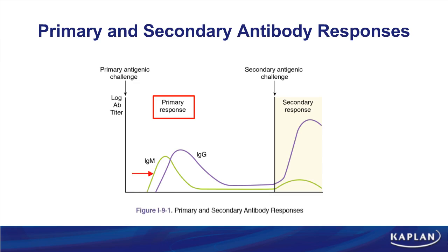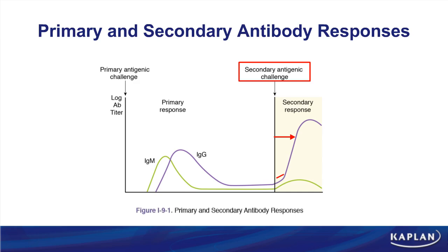Eventually, though, as you hopefully recall from previous chapters, class switching will occur, affinity maturation will occur. We will eventually make IgG that's highly specific for that antigen as the immune response tapers down and we eliminate the antigen. Upon secondary challenge with the same antigen, and this is an important point, you can see now the immune system predominates with IgG. You can see that lag period is much shorter, so now going from 1 to 2 weeks to 1 to 2 days.